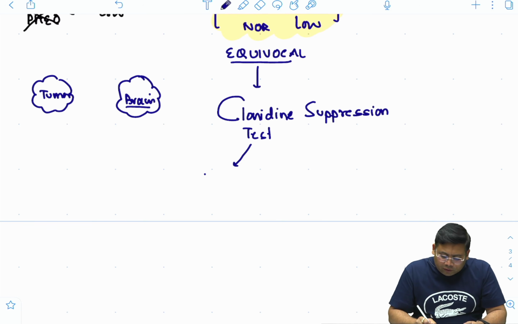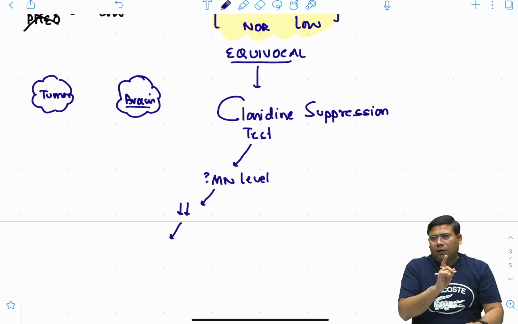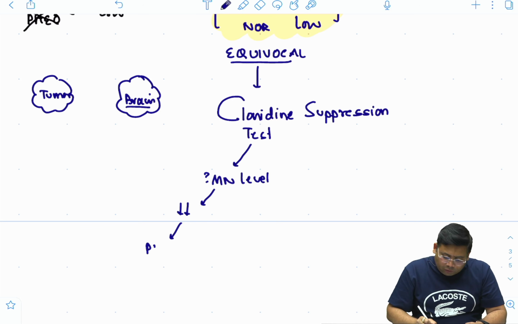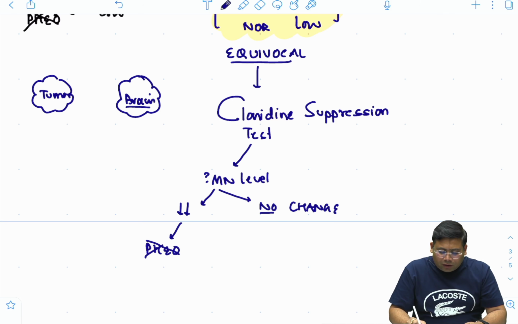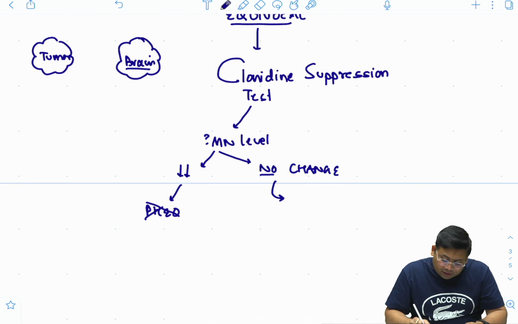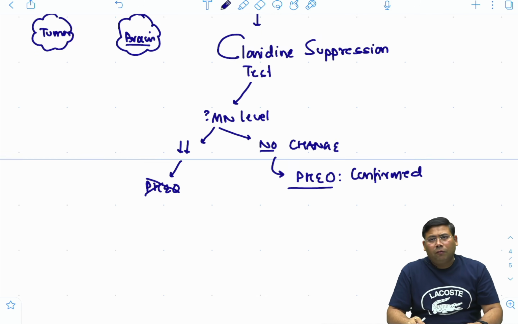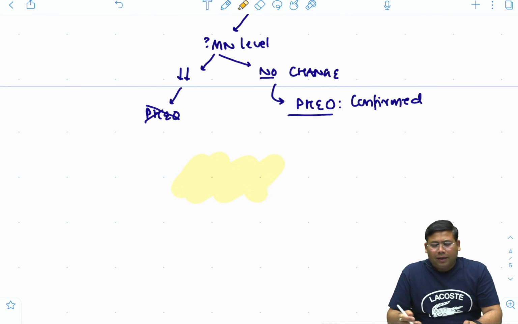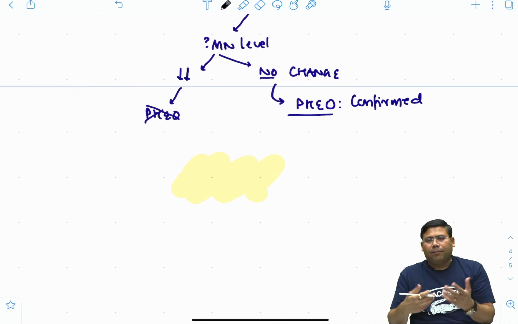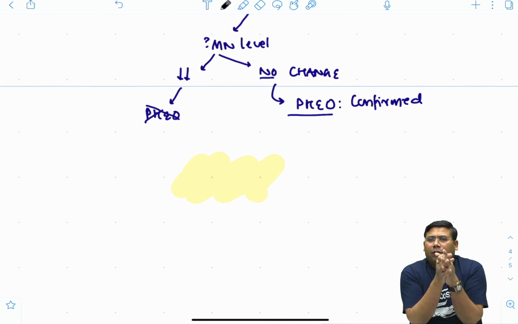So if the metanephrine levels decrease, that means it was never a tumor, it was because of the brain activity, and therefore what is ruled out, students? The pheo is ruled out. If the metanephrine level shows no change, then what does that mean? That means it is the tumor, and this is where you will make a diagnosis of pheo. So pheo is confirmed. This is very important. Now students, either it could be pheo or it could be paraganglioma. You know that there is something belonging to that same family.